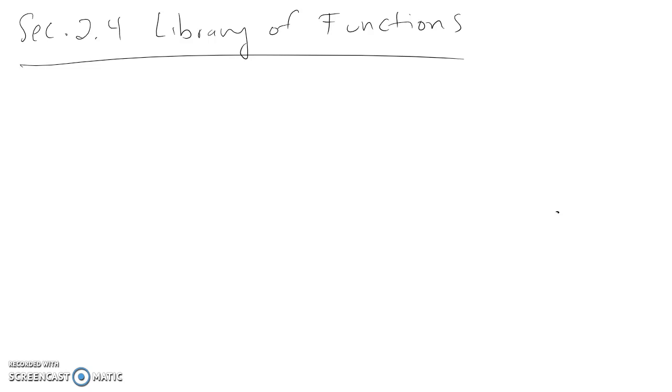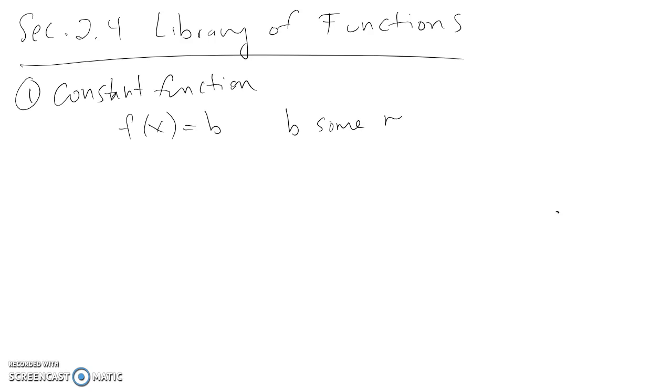So the first one is what we call a constant function. A constant function has equation f of x equals b, where b is some real number. So it's a constant, not a variable. You may recognize this, that f of x is y. So if you had something like y equals 5, that would be considered a constant function.